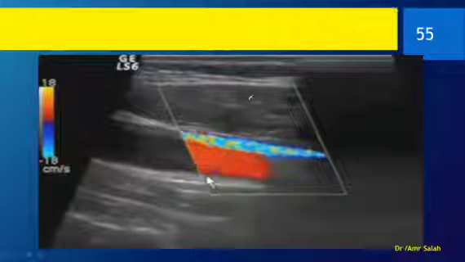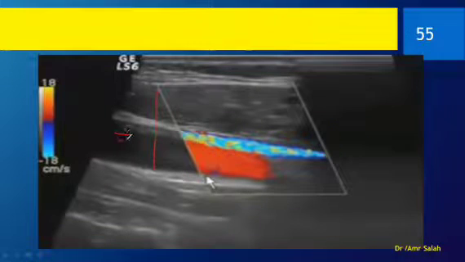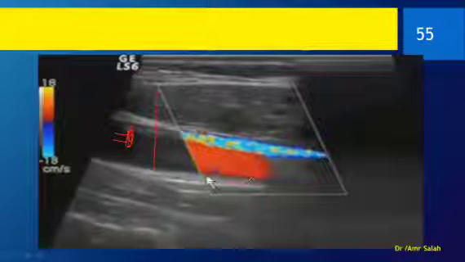So here again, we draw the line here, so your probe is here. The direction of the blood is towards, because it is above the baseline and it is red.